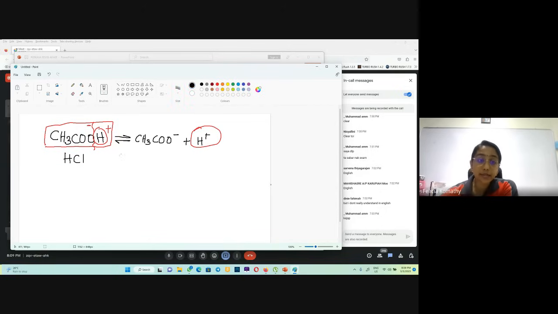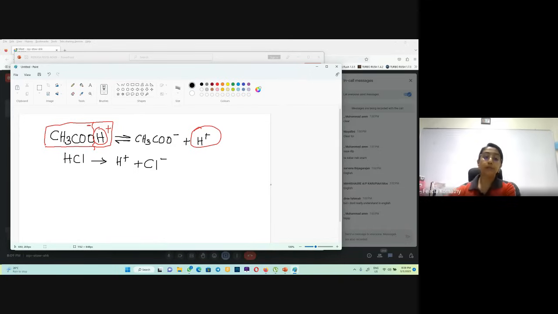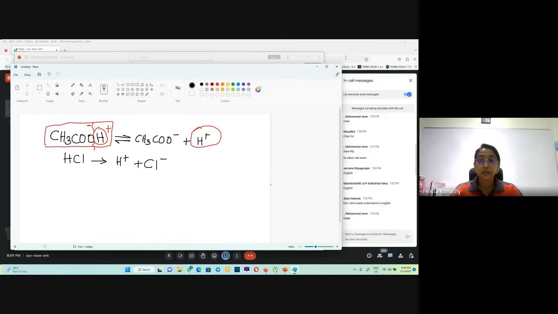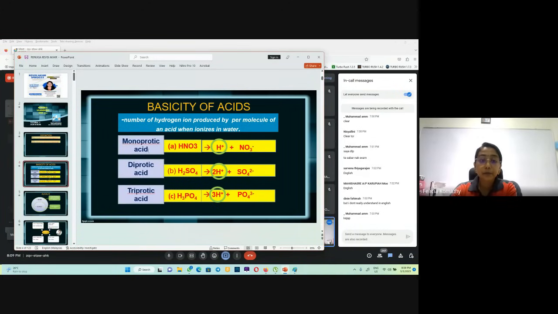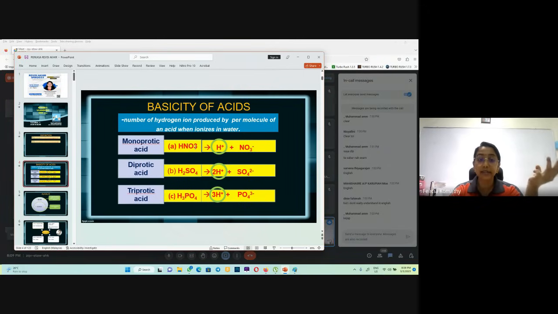When it comes to the hydrochloric acid ionization equation, we will write only a one-way arrow. Why one-way arrow? Because hydrochloric acid is a strong acid undergoing complete ionization. So you will write it like this. When you write the ionization equation, please be careful. So far, any questions on ionization, basicity? Okay, teacher. Okay, so remember for monoprotic, you have 3 acids: nitric acid, hydrochloric acid, and ethanoic acid.